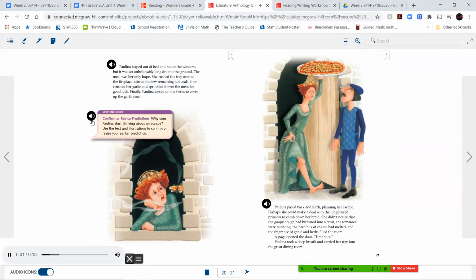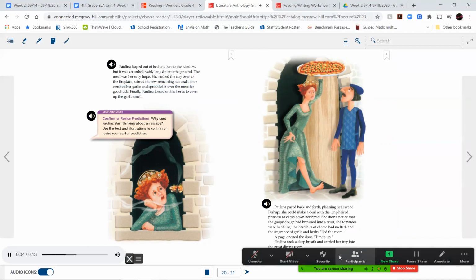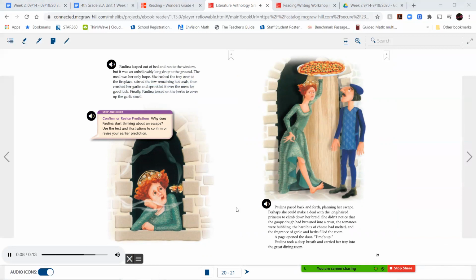Stop and check. Confirm or revise predictions. Why does Paulina start thinking about an escape? Use the text and illustrations to confirm or revise your earlier prediction. Now, earlier, when we were reading about how Paulina felt very confident about her chances of becoming a princess, we thought that maybe she had a really good chance and she was going to get to marry the prince because there weren't that many other princesses there. But now we need to revise or change or improve our prediction. And we want to think about why she starts thinking about escaping.